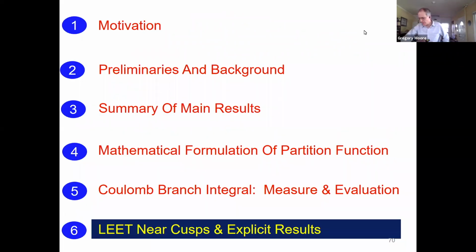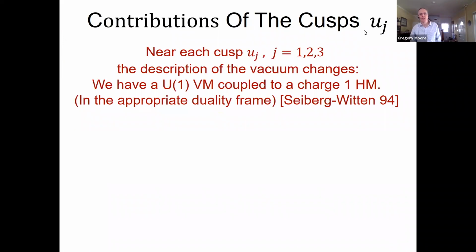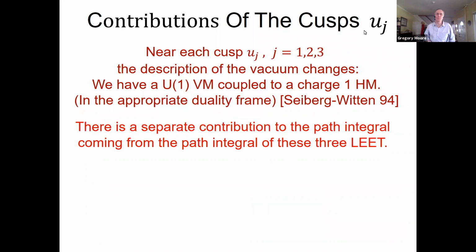All right, so 5-6 minutes. I want to say a few things about the low energy effective theory near the cusps and what our explicit results look like. As we learned from the Seiberg-Witten paper, near each of these three cusps where the elliptic curve degenerates, the description of the vacuum changes. We instead have a U(1) vector multiplet coupled to a charge 1 hypermultiplet in a suitable duality frame.